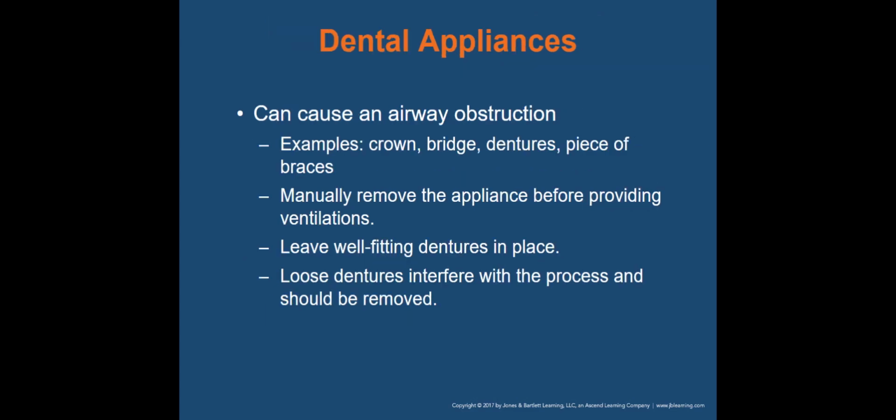Dental appliances are important for the structure of the mouth and for using airway adjuncts. If a well-fitting denture is in place, or a well-fitting crown or bridge is in place, do not remove the appliance if you can avoid it. If it is not in place, it will become an obstruction and you do need to remove it. Again, be cognizant of what is happening to that particular device. You want to make sure that it is in good care and that it's not going to get damaged or destroyed or lost.